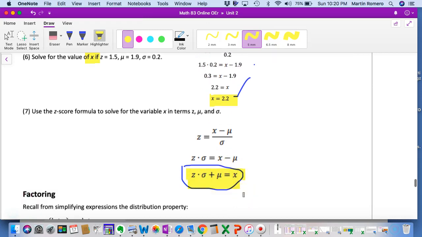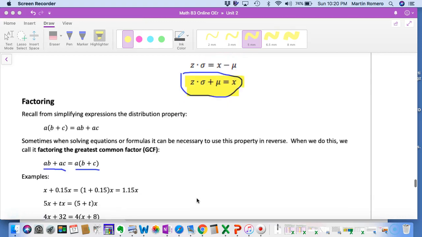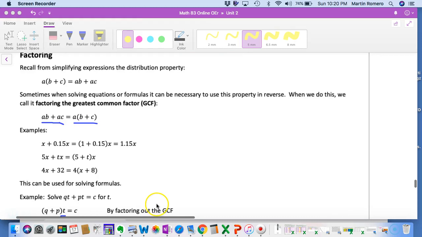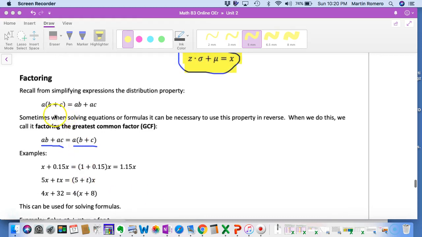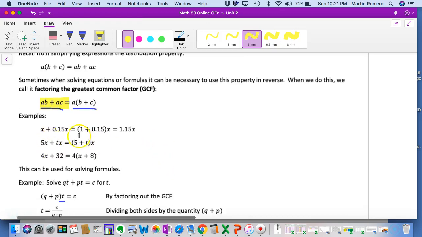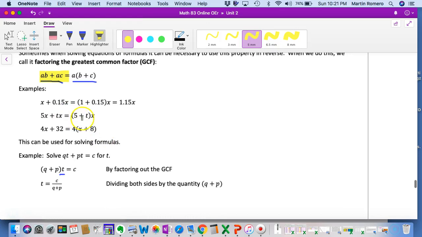The last part of this lesson is looking at factoring. It's a skill we end up using to simplify equations or formulas. You have to recall the distributive property: A times the quantity B plus C is AB plus AC. Sometimes you want to go back the other way, take that completed part and rewrite it in what we call factored form by taking out the greatest common factor. Here are 3 examples of how that looks.